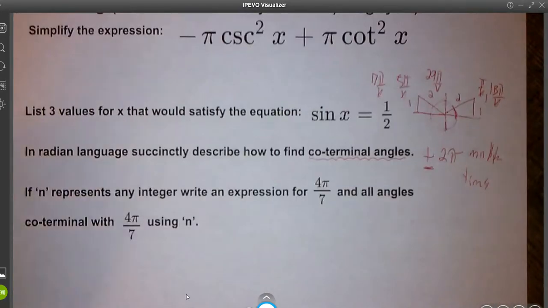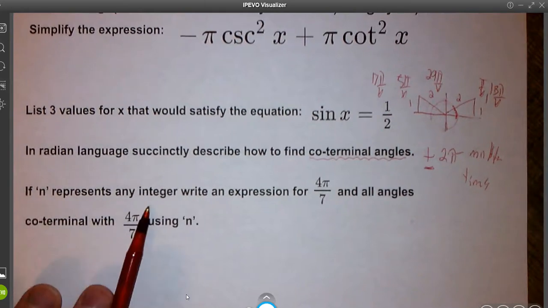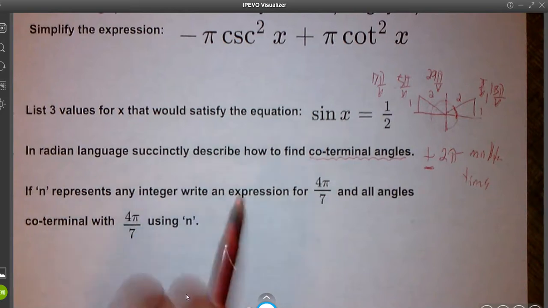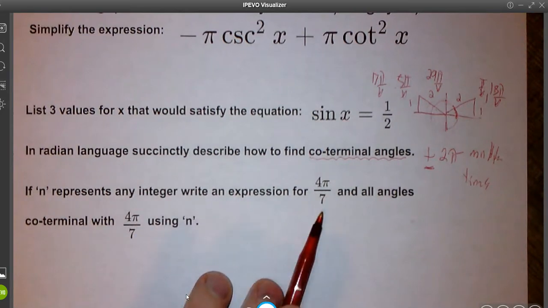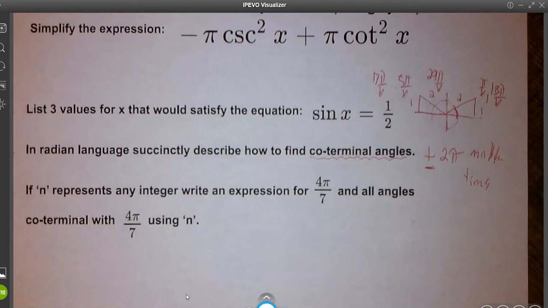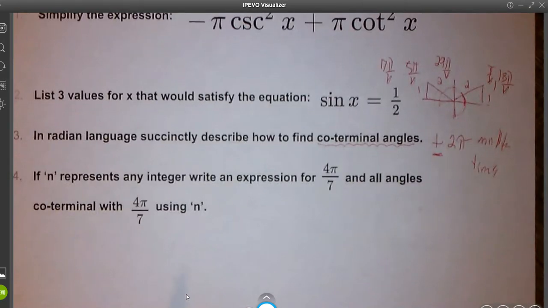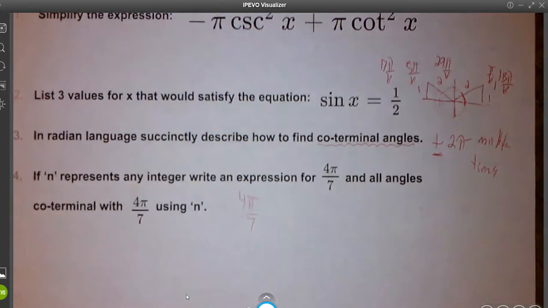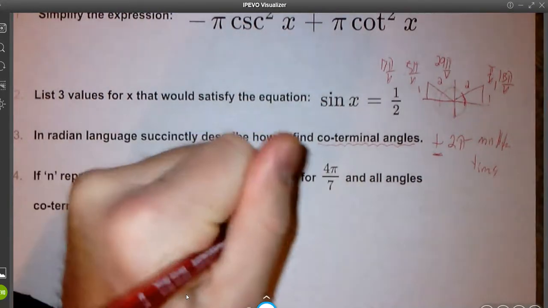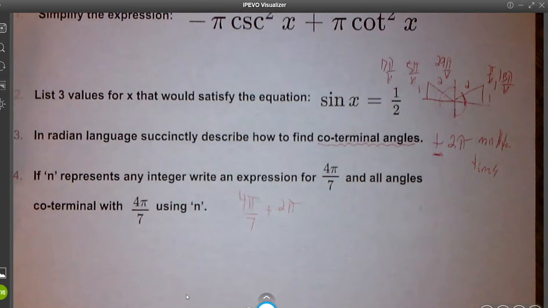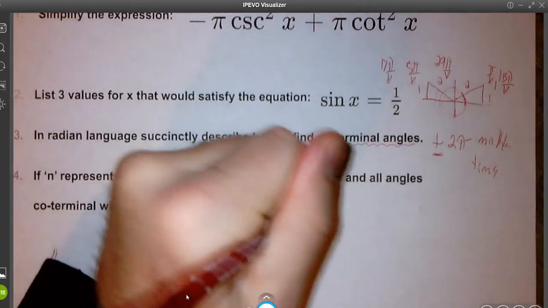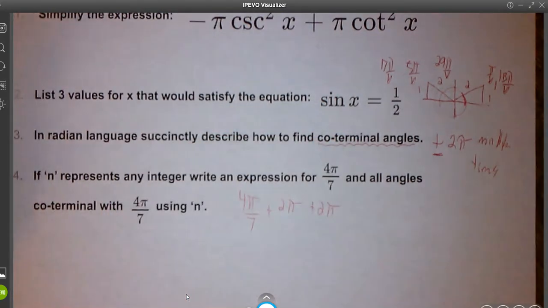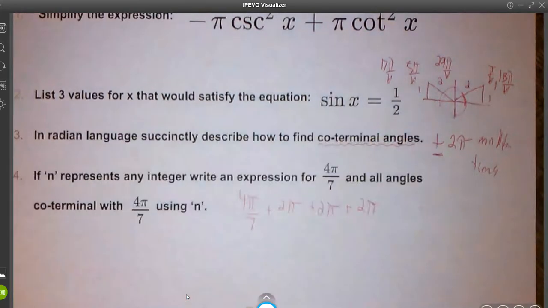Next, 4. If n represents any integer, so 1, 2, 3, -1, -2, -3, write an expression for 4 pi over 7 and all the angles coterminal with it. So 4 pi over 7, and I want to add 2 pi over and over. I'm going to start with 4 pi over 7, and I want to add 2 pi. That would be 1. But I want all of them, so I could add 2 pi again. That would be 2 pi's. And I want to add 2 pi again, or subtract. That would be 3 2 pi's, 4 2 pi's, 5 2 pi's.